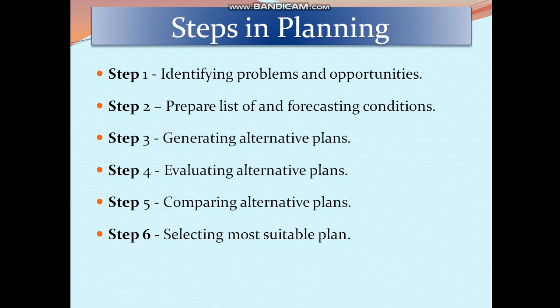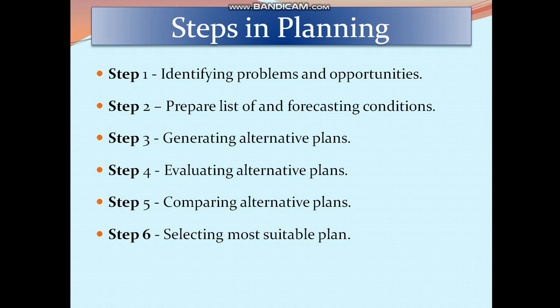Similarly, in the business we are going to use these steps in planning. The step 1 is identifying problems and opportunities. Second is preparing a list of various conditions and forecasting the conditions. Step 3 is generating the alternative plans. Step 4 is evaluating the alternative plans. Fifth is comparing the alternative plans to find out which is better. And step 6 is selecting the most suitable plan. So these steps are always seen in planning.